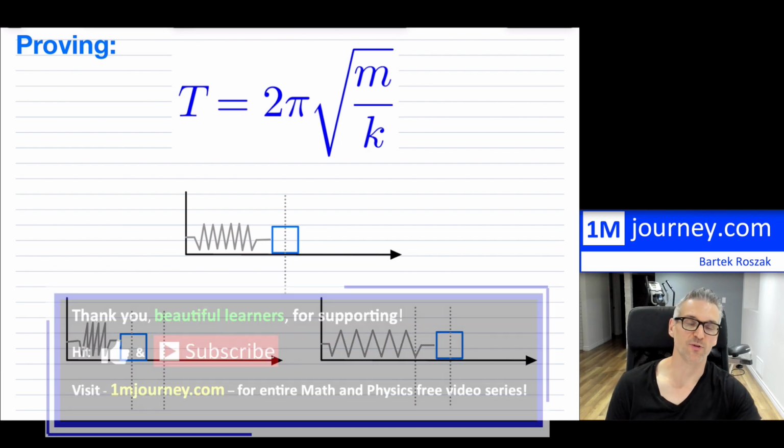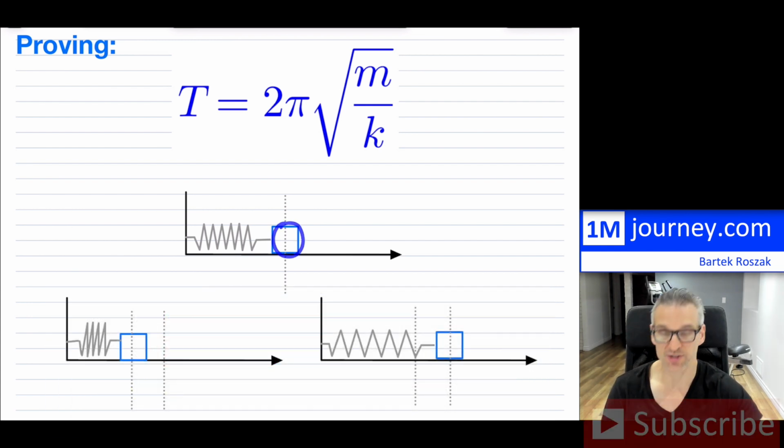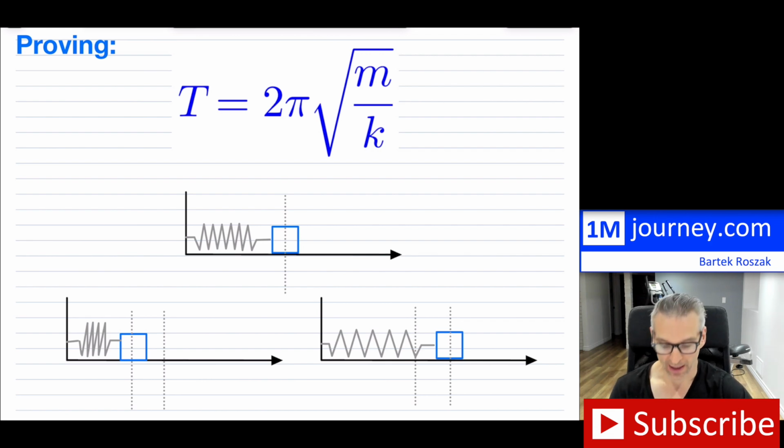Let's prove for simple harmonic motion that the period itself is equal to 2 pi multiplied by the square root of m over k. Simple harmonic motion just simply means that we have a mass which is attached possibly to a spring, and that spring gets compressed or it stretches out.